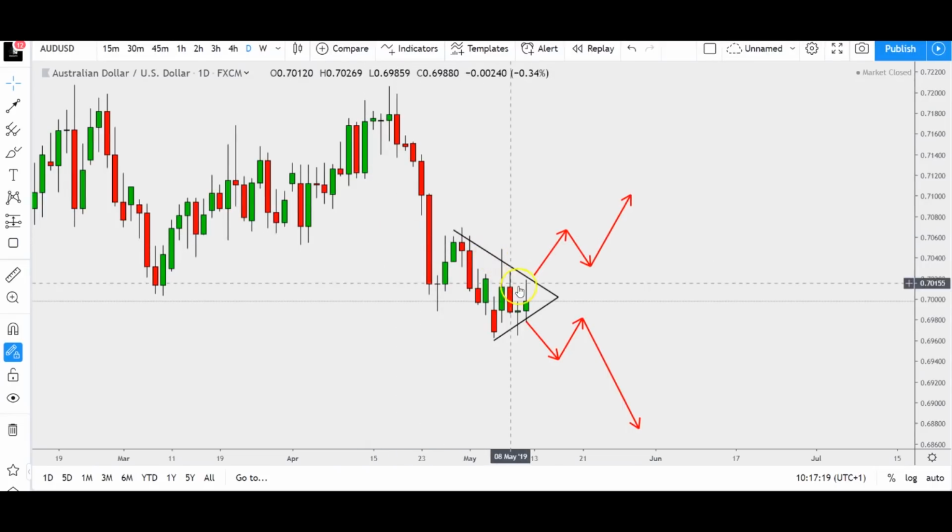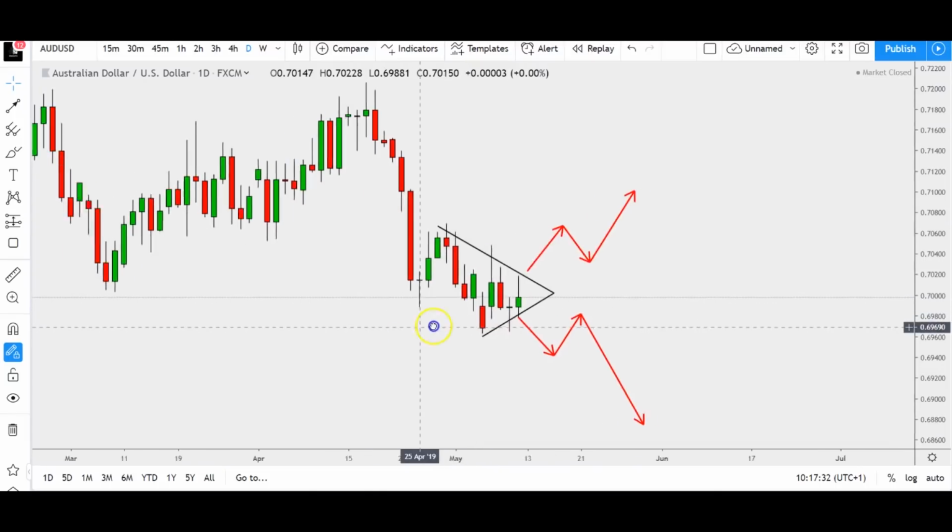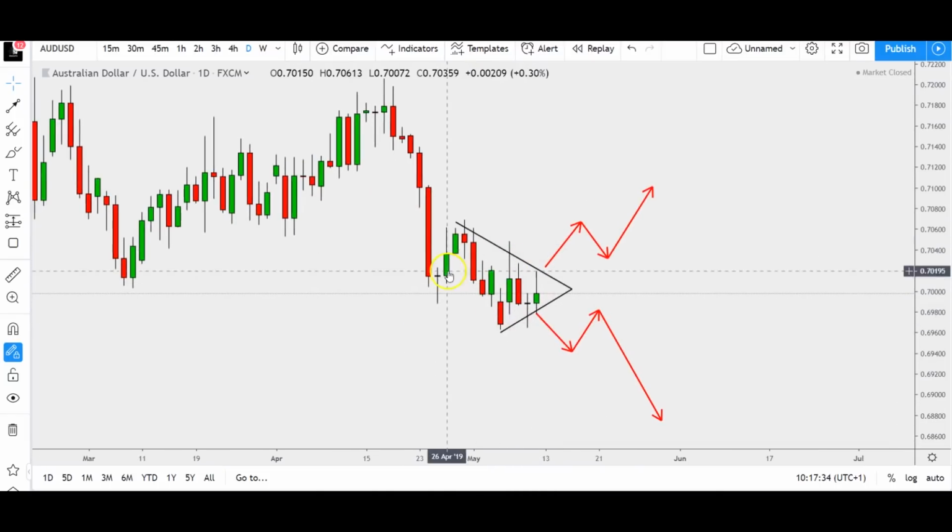Anytime I see wicks to the upside and to the downside, especially with a gap down, a gap fill, rejection from the bears, rejection from the bulls, we wind up in an accumulation or distribution phase in the market where orders are being placed before we have a continued rally to the downside or a potential rally to the upside. So we'll see what happens with Aussie dollar moving forward next week.